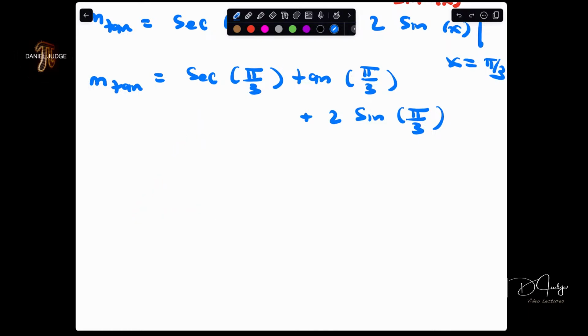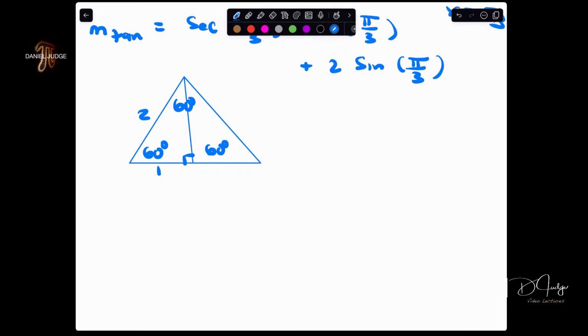Okay, if you guys remember this, equilateral triangle, 60, 60, 60. Okay. 2, 1, square root of 3. And so we're going to use this 60 degree here. So you guys know we're going to use that right triangle here. 60, square root of 3, 1 and 2.